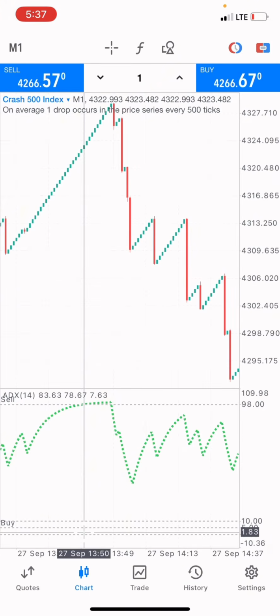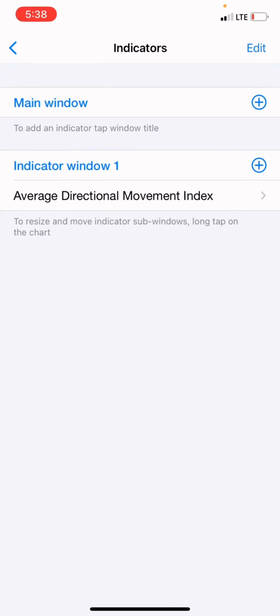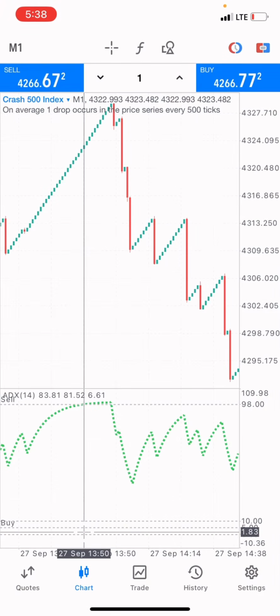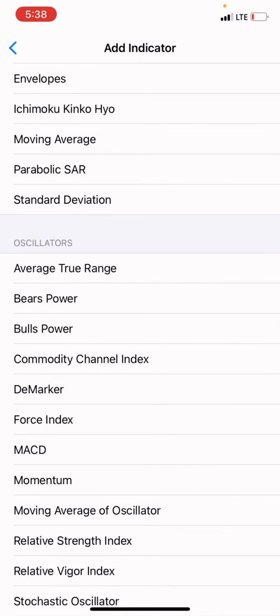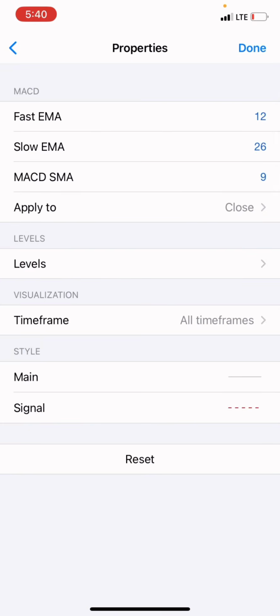All right, so this is the first indicator, which is the average directional movement index. Then we're going to put on the MACD on indicator window 1. Choose MACD right here. We're going to be setting only the main and the signal. We're going to leave the rest at the top on default: the fast EMA, the slow EMA, the MACD SMA, all on default, while we set only the main and the signal.